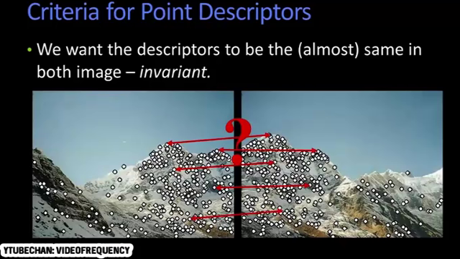Now, we need a couple of properties of the descriptors, and what's important is that these properties sort of trade off. The first is that we want these descriptors to be what we call invariant. That is, they should be almost the same from one image to the next.